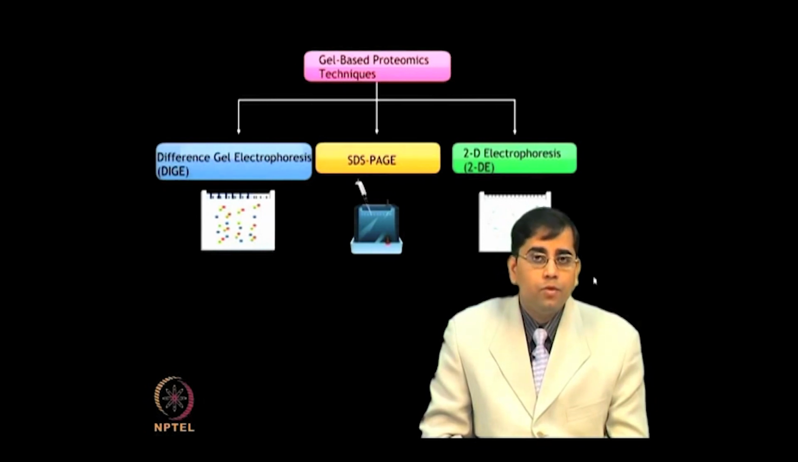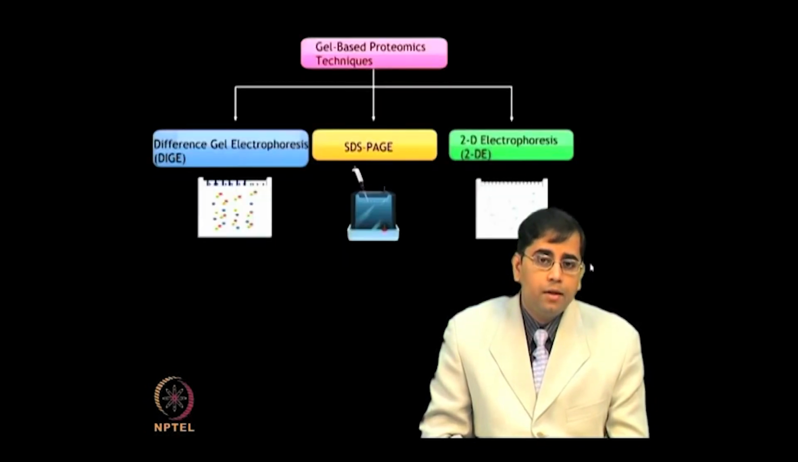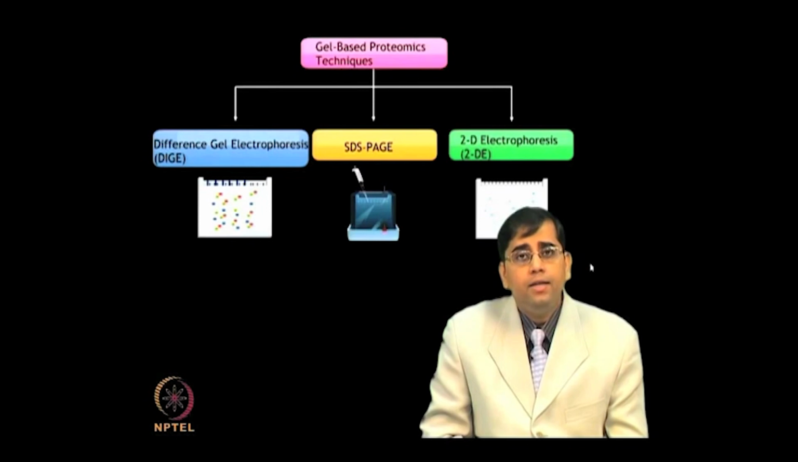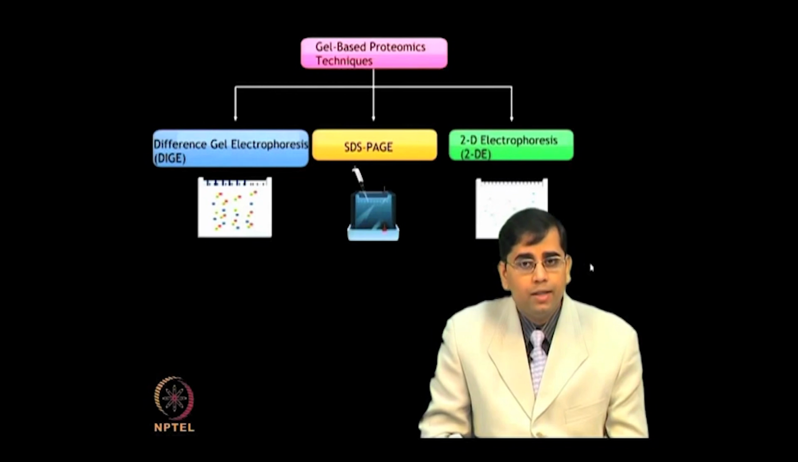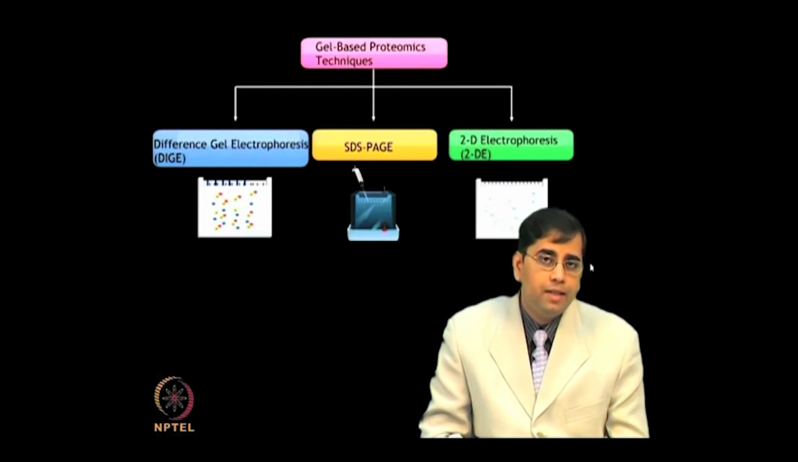Some of the limitations of two-dimensional electrophoresis can be overcome by difference gel electrophoresis or DIGE technique. 2DE or DIGE in combination with mass spectrometry has been the standard technique for proteome analysis. The two-dimensional electrophoresis involves protein separation on a pH gradient based on their isoelectric point using isoelectric focusing, followed by separation in second dimension using SDS-PAGE.